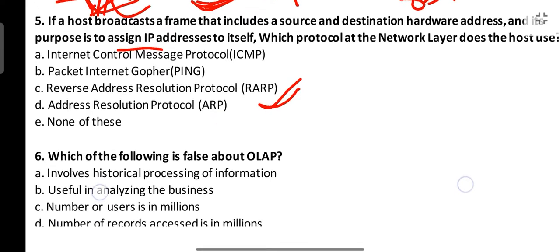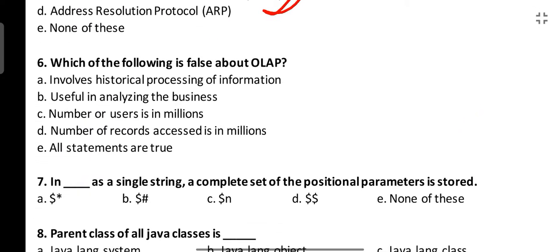Next is, which of the following is false about OLAP. What is OLAP? OLAP is online analytical processing. So it is a concept of data warehouse. Let's see the options. OLAP involves historical processing of information. This is correct. Useful in analyzing the business. This is also correct. Number of users is in millions. This is not correct. OLTP can have many users, but OLAP will have very restricted users.